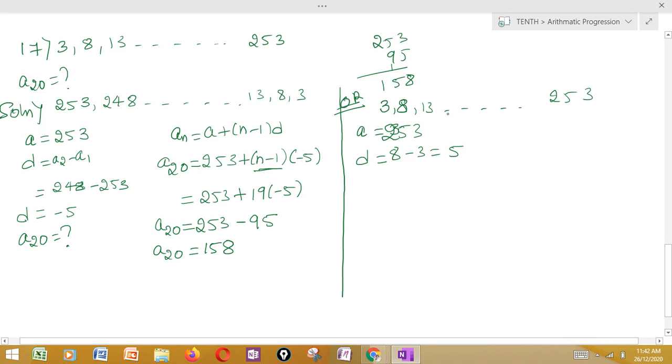So instead of taking that, here we have not written the progression completely in reverse. We have taken the last term 253 as the first term, and to find d we have used the first and the second term as usual. We have written the progression, that is 3 and 8, 8 minus 3 is 5. Then here I need to find a20. Instead of the formula an is equal to a plus n minus 1 into d, what you need to take is an is equal to a minus n minus 1 into d.